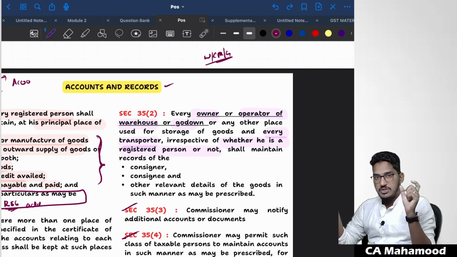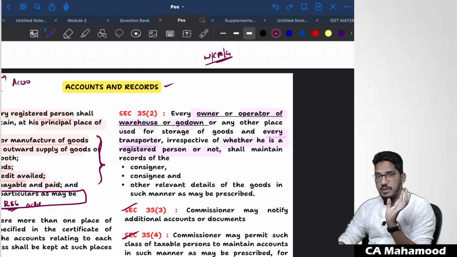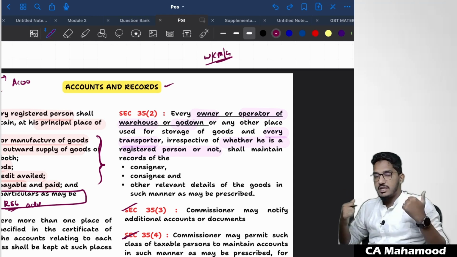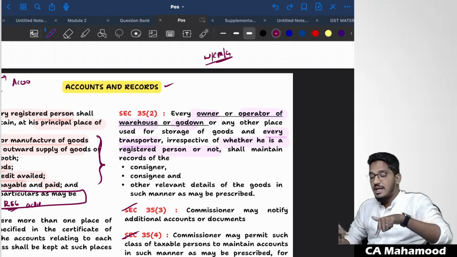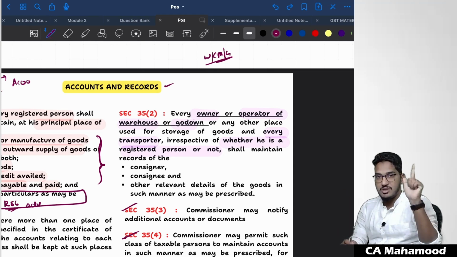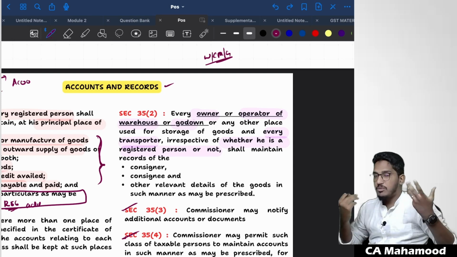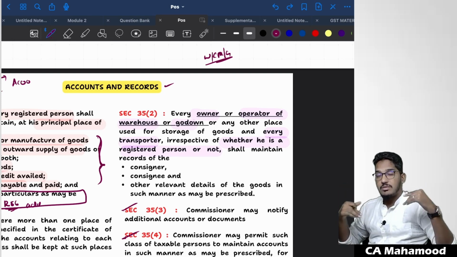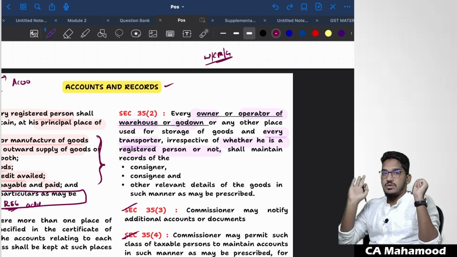So 35 subsection 2 says that every owner or operator of a warehouse or godown or any other place where goods are stored, and every transporter, whether you are registered under GST law or not, doesn't matter. For example, if I'm a GTA, I'm not required to get registered, but still I have to maintain certain records under GST law. I'm a warehouse operator. I'm not a registered person. I'm not liable for registration. Still, even though I'm not liable for registration, I have to maintain some records.